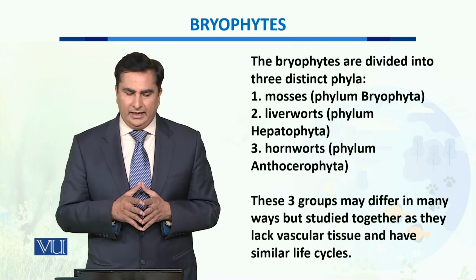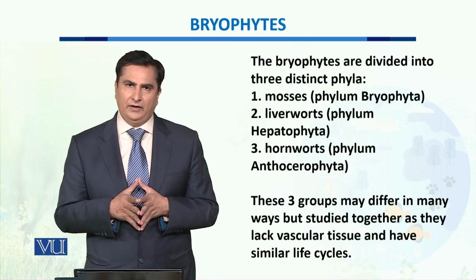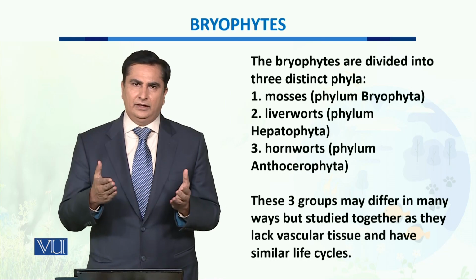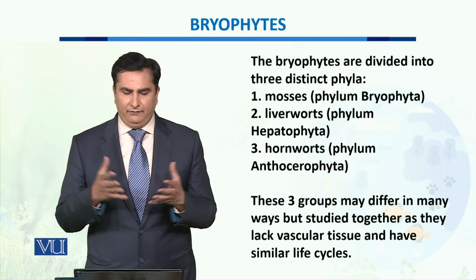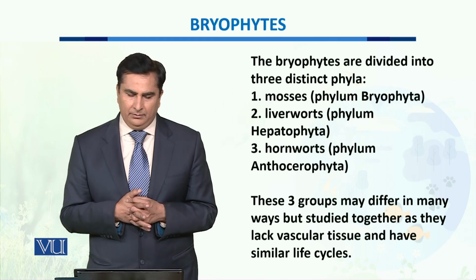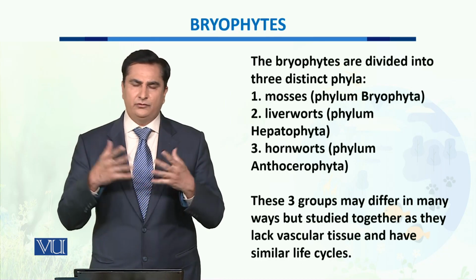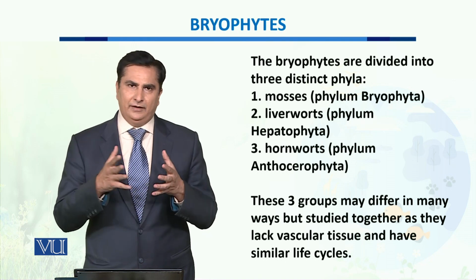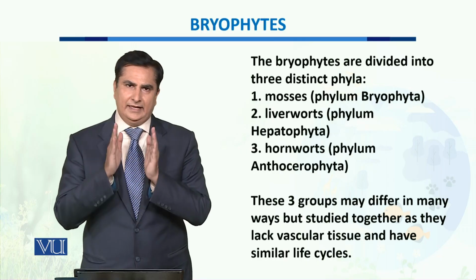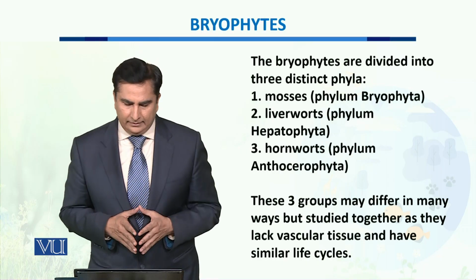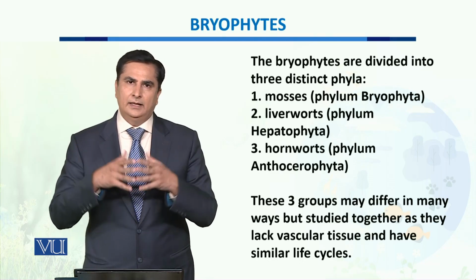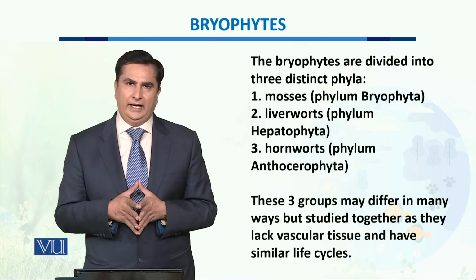They are mainly included in phylum Bryophyta. Then we have phylum Hepatophyta, which contains liverworts. And then we have hornworts, which are grouped together in phylum Anthocerophyta. These three groups have very different characteristics, but the main and common feature is that they lack vascular tissues. That's why they have been grouped together in one general group known as bryophytes.